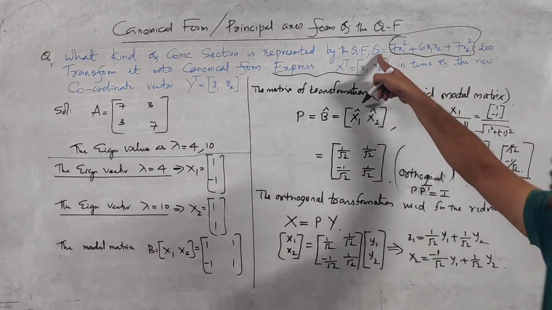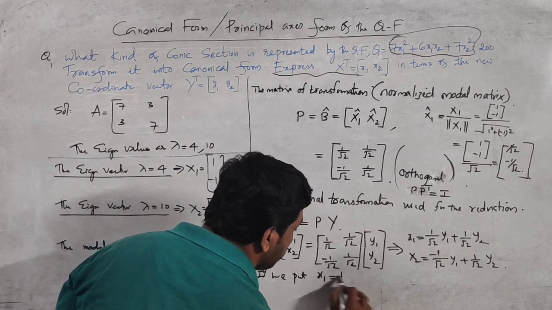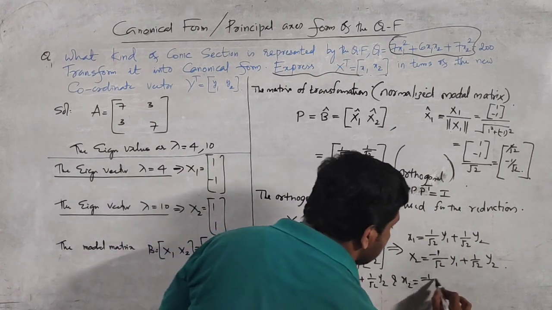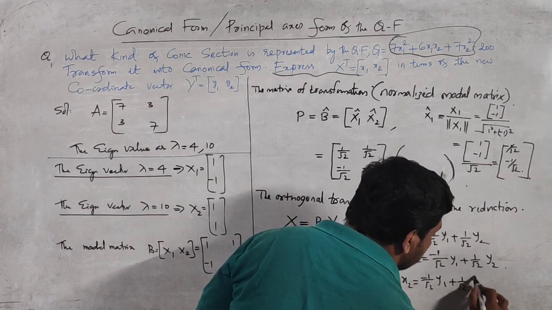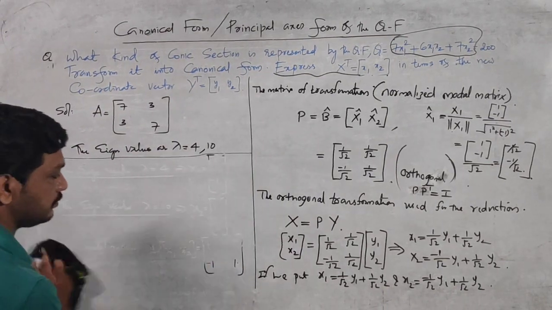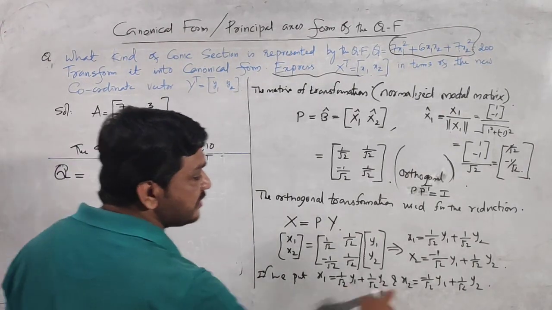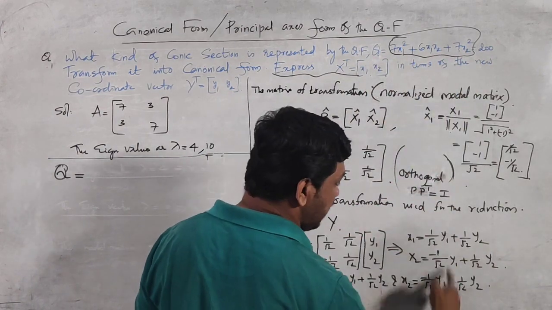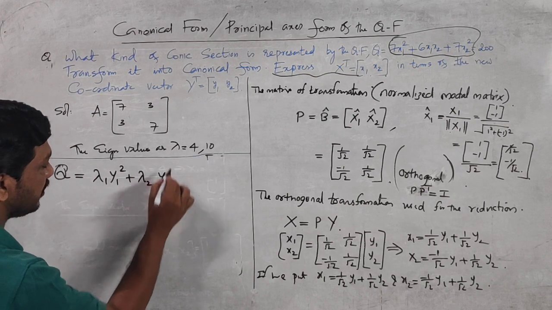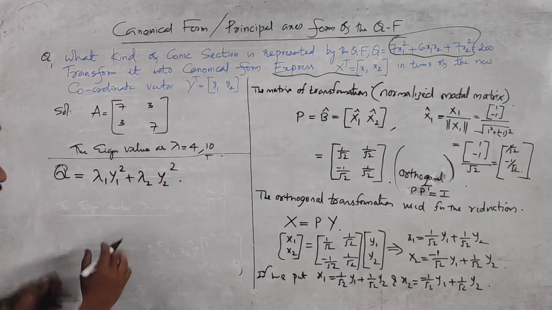So the way is, if we put x1 as 1 by root 2 y1 plus 1 by root 2 y2 and x2 as minus 1 by root 2 y1 plus 1 by root 2 y2, we get your given quadratic form q in terms of y1 and y2. That q is lambda 1 y1 square plus lambda 2 y2 square. Every time this is lambda 1 y1 square plus lambda 2 y2 square. I will explain the way of writing this. No need of substituting that, because all of you know the reason.